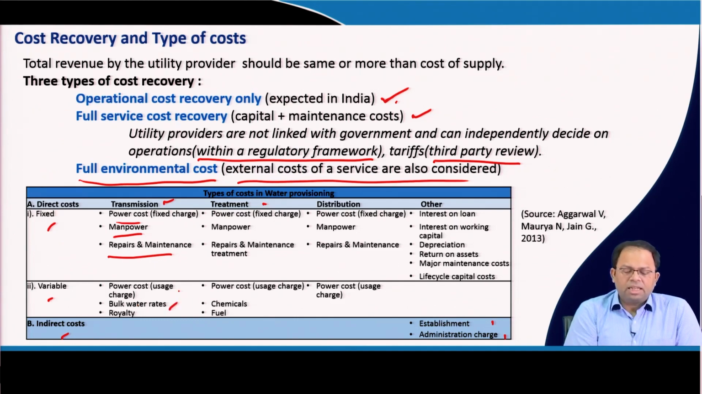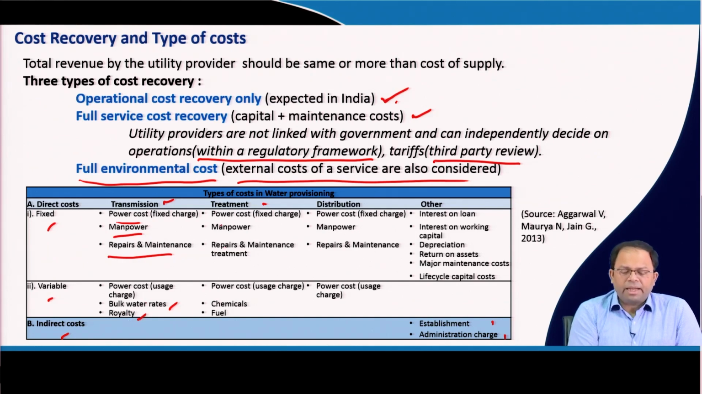Bulk water rates: in most cases the utility providers have to buy the water from state boards, right. So they have to buy the water from other departments in bulk water rates, and they have to pay that money to those particular departments, and these bulk water rates change as per the consumption and royalty that they have to provide.